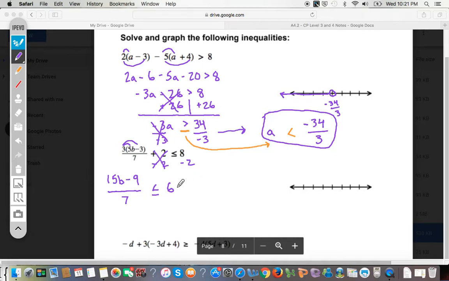So now I'm just going to proceed like I normally do. I have a 7 in my denominator right here. So in order to get rid of that 7 that is being divided, I'm going to multiply by 7 on both sides. So my 7's over here, they cross out. I'm left with 15b minus 9 is less than or equal to 6 times 7, which is 42.